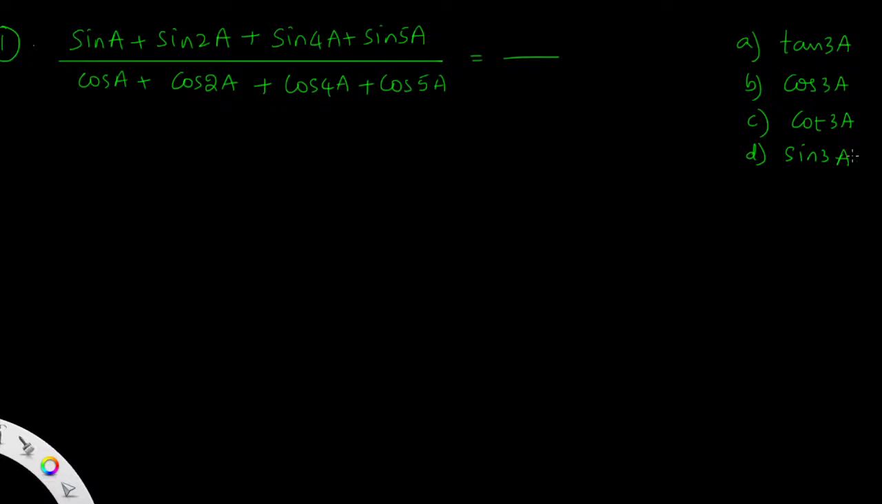So for the simplification, we can apply just the formulas we have learned. Sin A plus sin 2A plus sin 4A plus sin 5A divided by cos A plus cos 2A plus cos 4A plus cos 5A, the value is one of the four options. What is the value of this expression? So what should we do now, Nana? How to solve this question? Anybody get an idea how to solve?